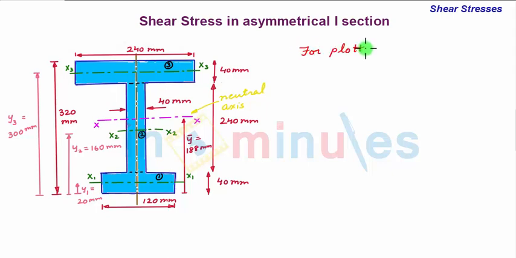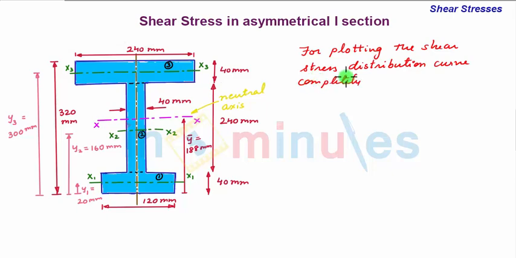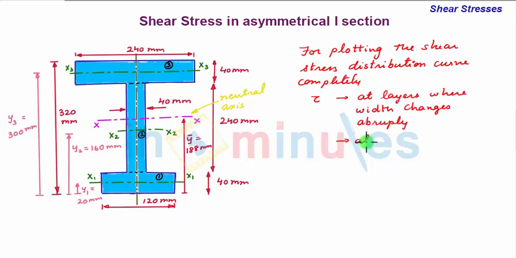Now we know for plotting the shear stress distribution curve completely, we need to determine the shear stress at layers where there is abrupt change in the width of the section and also at the neutral axis. So we'll determine the shear stress at a layer where the top flange changes to web, and at this layer we have two widths of the section, that is of layer 1-1 and layer 2-2. Then we'll determine the shear stress at the neutral axis, which is also the centroidal x-axis.